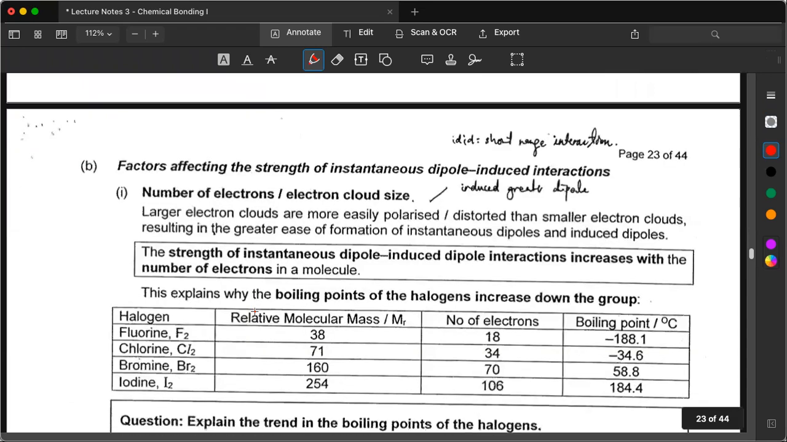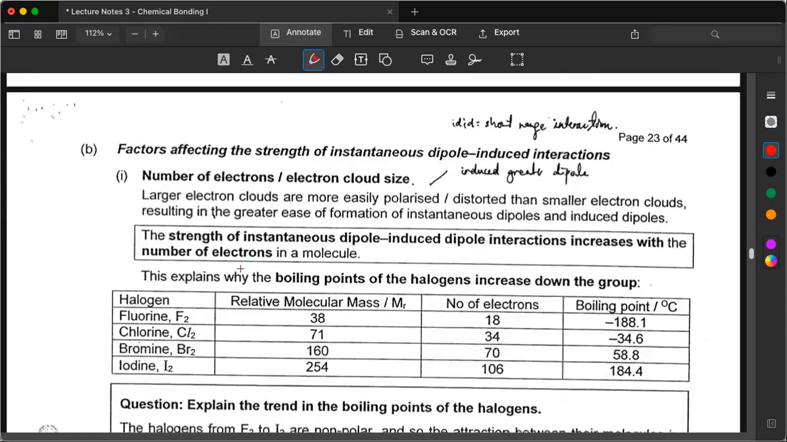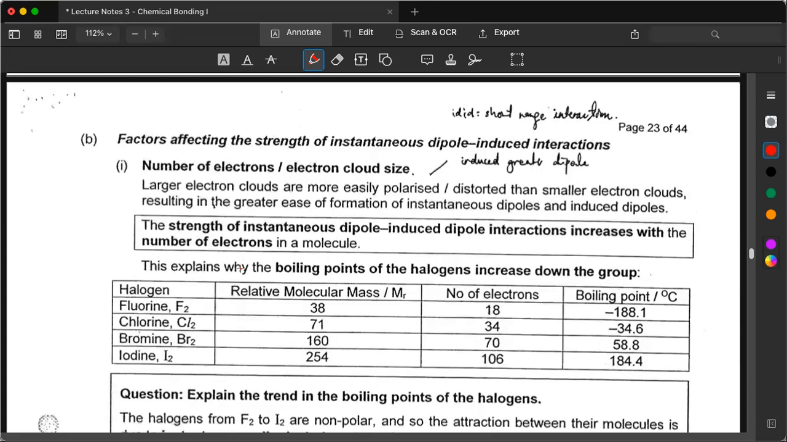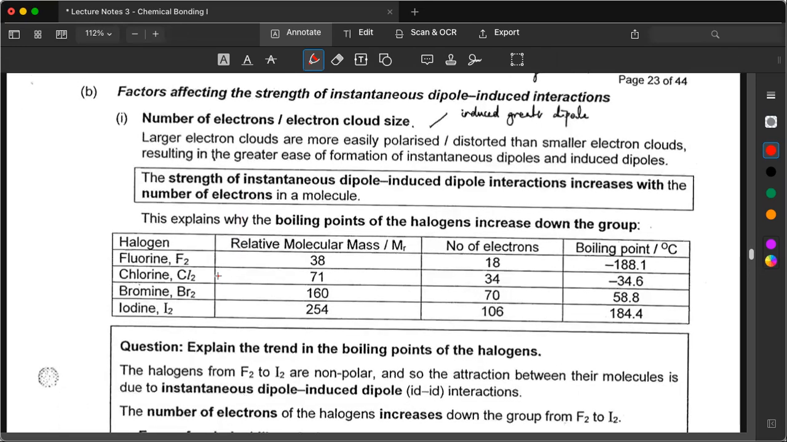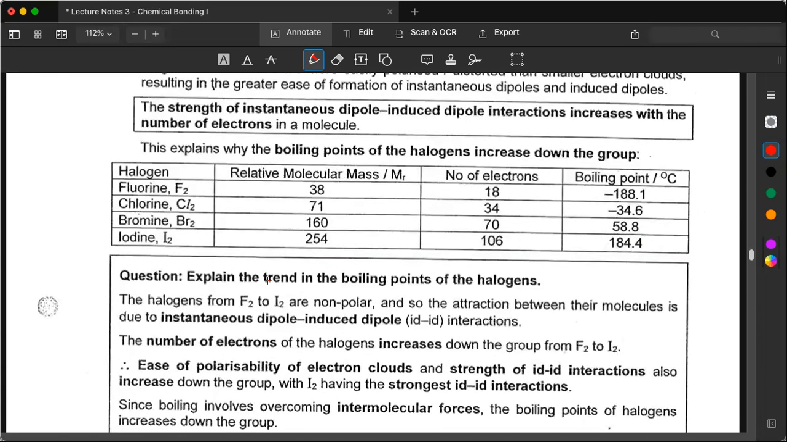Now, these are the factors that affect the strength. When we have a larger electron cloud, it is more easily polarized and distorted, because more electrons means more randomness. So there is more possibility of the electrons moving in such a way that causes uneven distribution. So the strength of ID-ID increases with number of electrons. Therefore, down group 17, we have an increase in boiling point because of the increase in number of electrons.